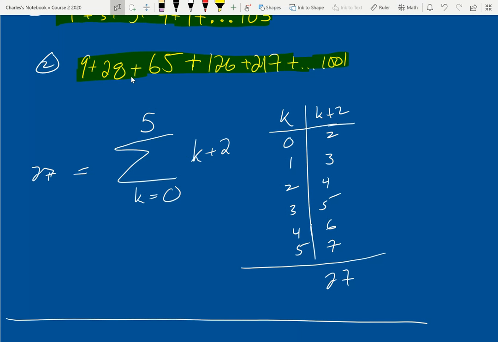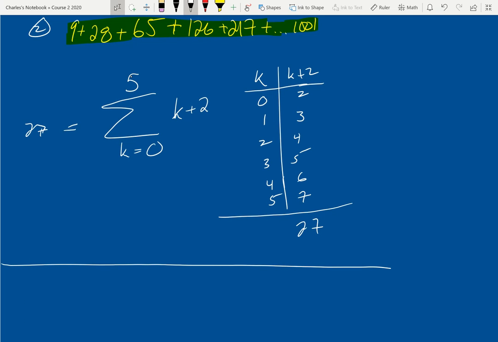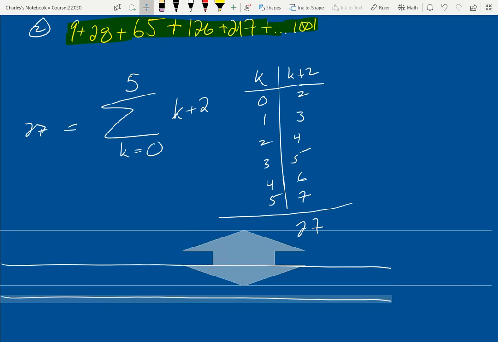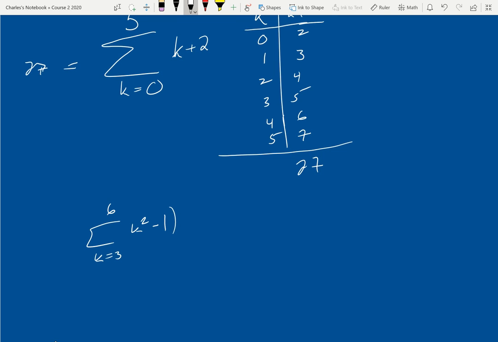Okay, so that's what sigma does. It doesn't have to be a linear expression. So for example, I could have something like the sum as K goes from 3 to 6 of K squared minus 1.